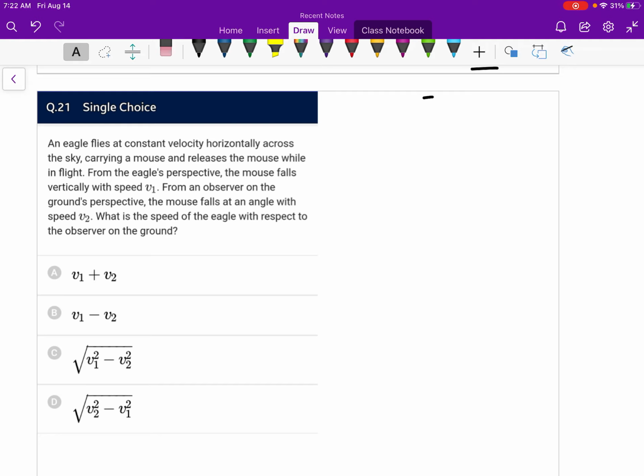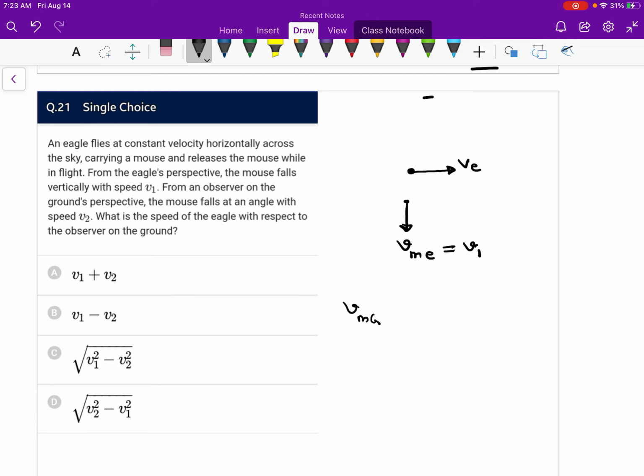An eagle flies at constant velocity horizontally across. So let's say velocity of eagle is VE, and from the eagle's perspective the mouse falls vertically with speed V1. So velocity of mouse with respect to eagle is V1. Now what is the speed of the eagle, and from an observer on the ground perspective the mouse falls at an angle with speed V2.